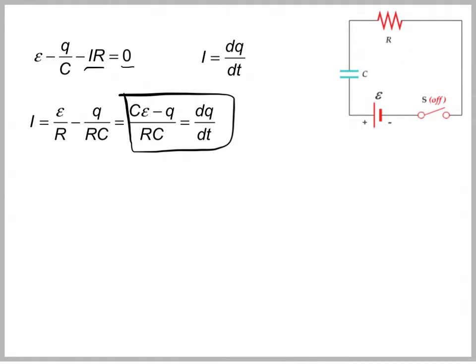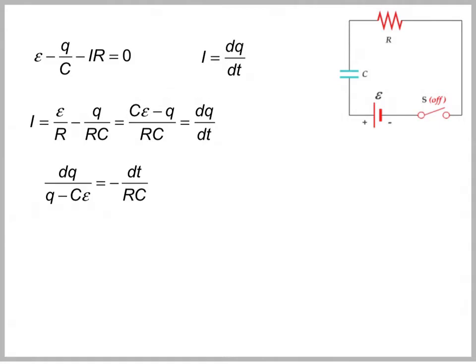It's a very special type of differential equation. It is a separable differential equation. In other words, I can take this equation, put all the q's on one side of the equal sign and all the t's on the other side, and then I can integrate. So dq over (q minus CE) is equal to minus dt over RC. Now all I have to do is integrate this. I integrate this side from 0 to t, and this side from 0 to q, whatever q is, that is a function of t.